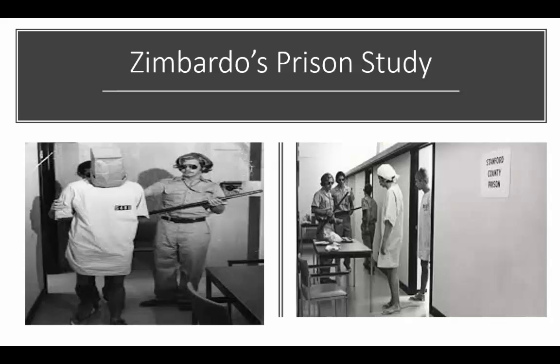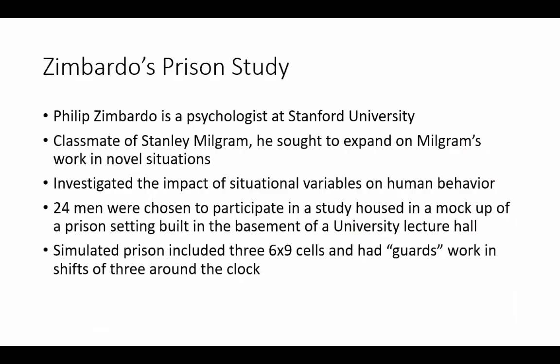Zimbardo's Prison Study. Zimbardo and his colleagues in 1973 were interested in finding out whether the brutality reported among guards in American prisons was due to the sadistic personality of the guards, such as a dispositional trait, or had more to do with the prison environment, which would be a situational trait.